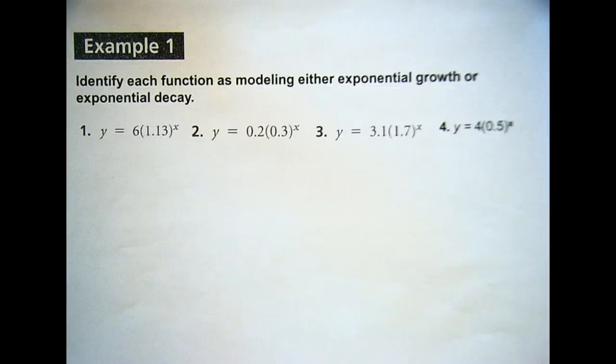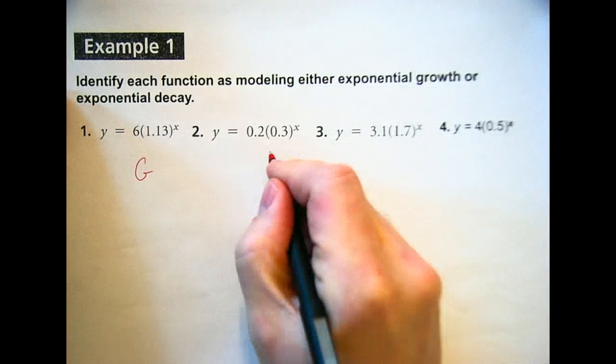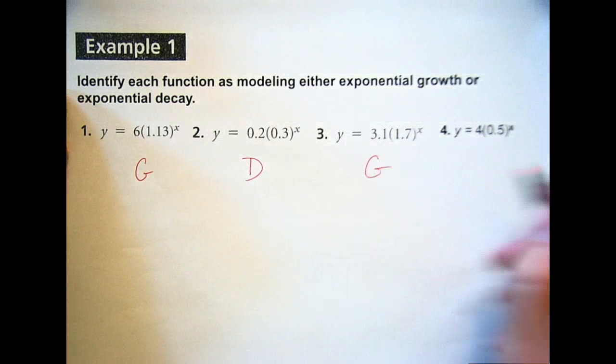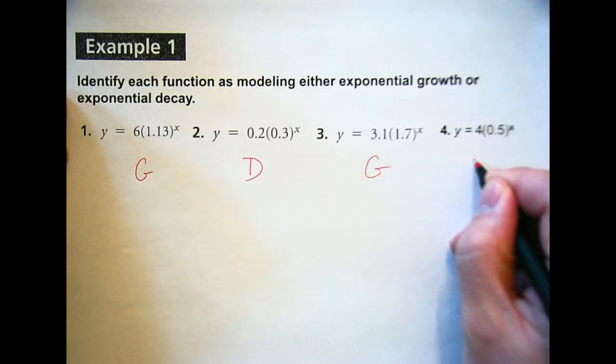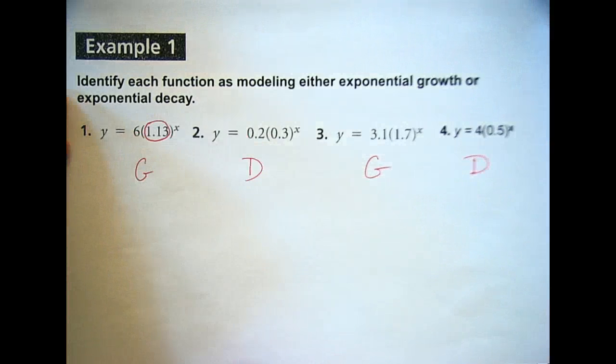So the first one here, growth or decay? Growth. Growth. Growth or decay? Decay. Growth or decay? Growth. Growth or decay? Growth. Okay, so we're focusing on our b term, right? If b is greater than 1, it's growth. If b is less than 1 but greater than 0, it's decay.